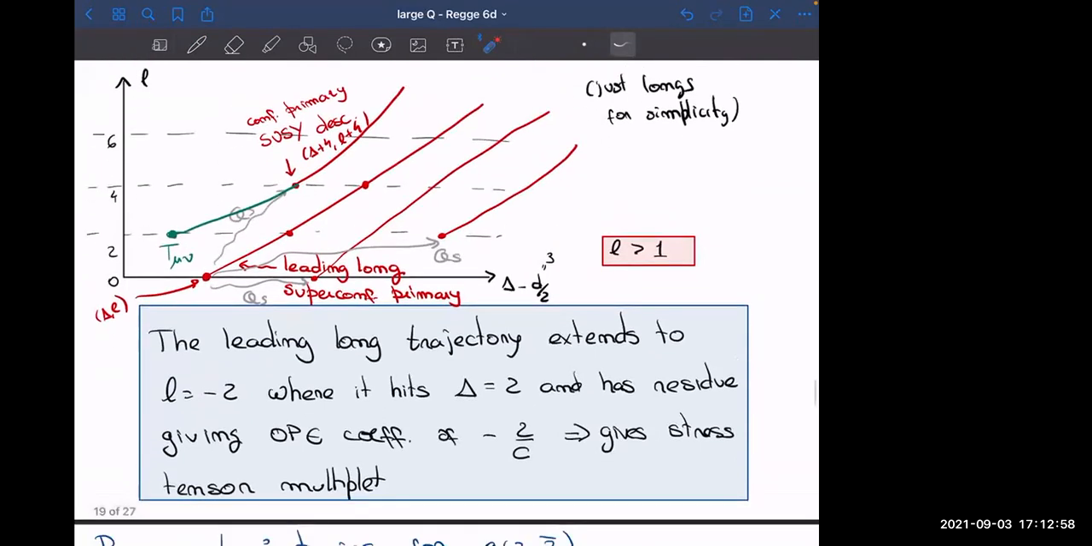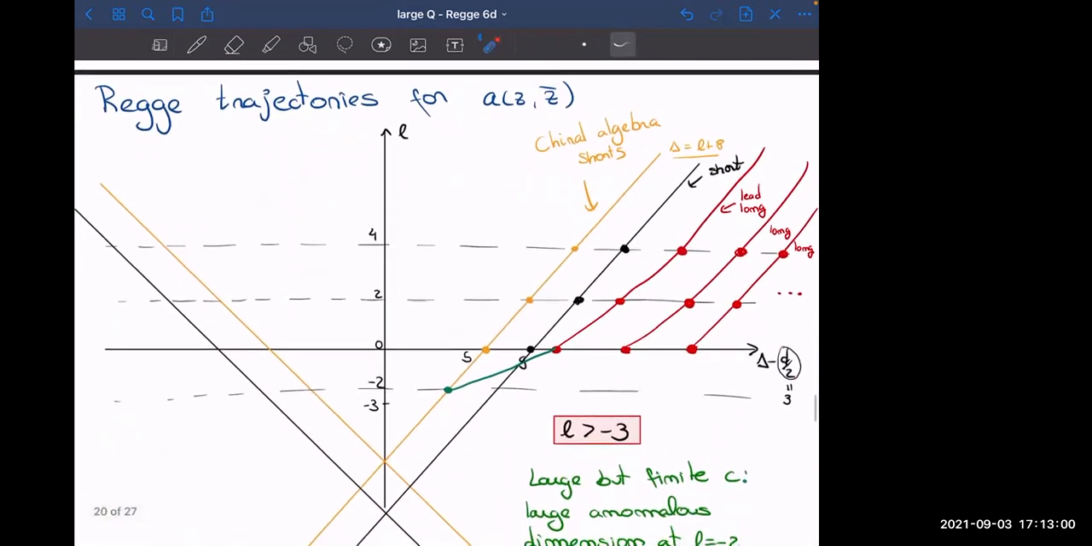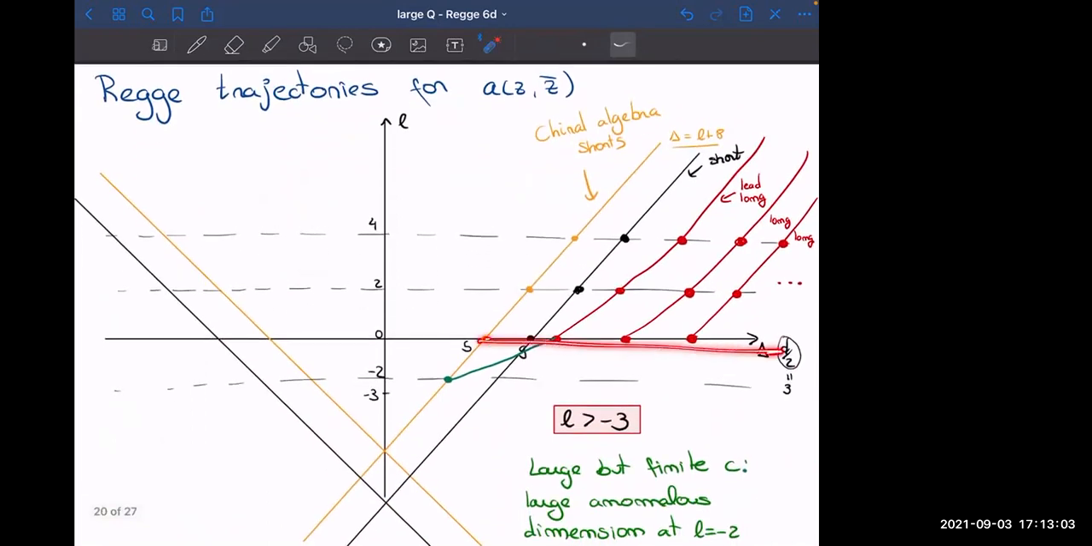But now I should go back to the picture I had shown just before, where I had only drawn from spin 0. Now I should continue this all the way down to spin -2. So here is the leading long trajectory that started at spin 0, and I just continued it. It's not a coincidence that I landed it there, because the stress tensor is also captured by the chiral algebra. And from the chiral algebra point of view, it also made sense that it should be the spin -2 operator. This basically means that the stress tensor itself does not contribute to A. It only contributes to this H function that captures the chiral algebra.